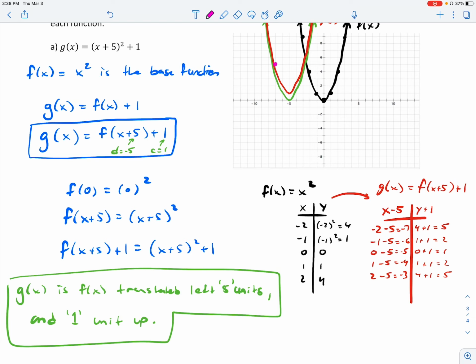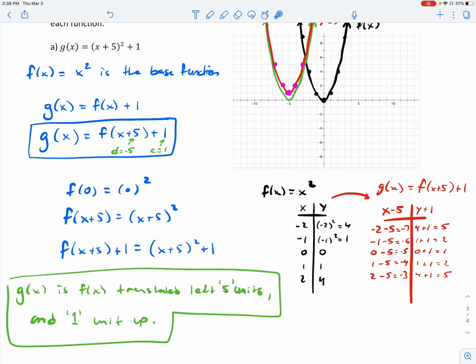Okay, and that's on my red graph. I have another point, negative 6, 2. Well, negative 6, 2, that's right here. Negative 5, 1, that's easy, that's right there. And then negative 4, 2. That's right here. And negative 3, 5, that's going to be right here. Okay, so this point mapping is really great, and you can see I easily just took my base ordered pairs and I applied both transformations in one shot to get all the new points for the transformed function.